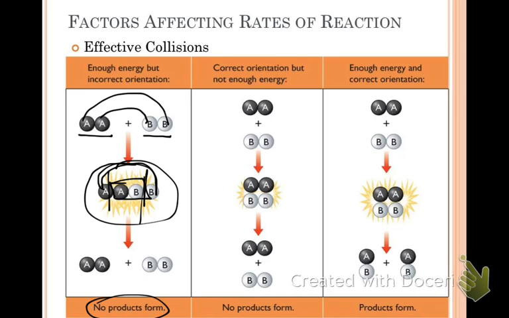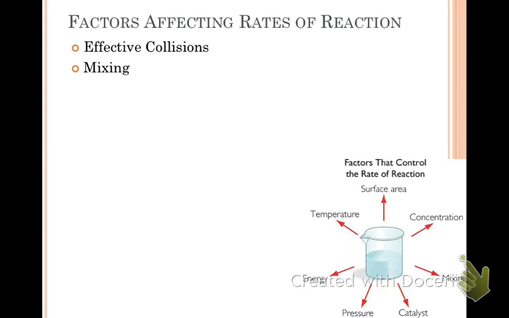No products will form. Let's take a look at the middle one. Okay, so if we arrange them, so an A is in contact with B, that's good, but it barely taps together. Well, that's still not going to be enough energy, so no products will form. So the third column shows you, hey, it's in the proper orientation, that's good, and if we put them together and put enough energy into it, look, they will form the products that we want. So whenever we have effective collisions, it means that we need to have correct orientation and enough energy. So there are other things that affect how well effective collisions will occur. So the diagram on the right shows you that, mixing.